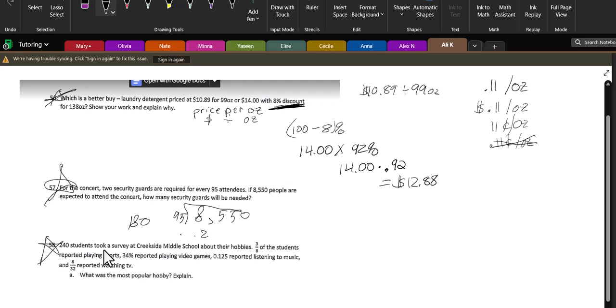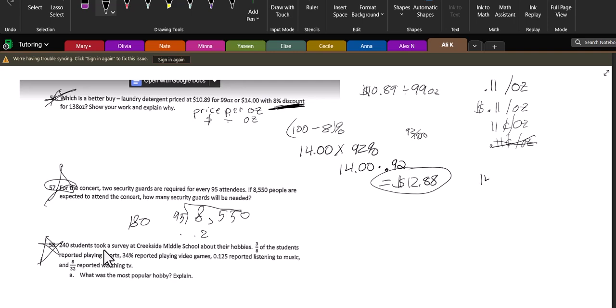So anytime you need to find what something costs with a certain percent off, you multiply it by 100 minus that percent. I wanted 8% off, so I multiplied it by 100 minus 8, which is 92. I multiplied it by 92%. 92% is 0.92, or 92 over 100. And that gets me what it is with my 8% off.